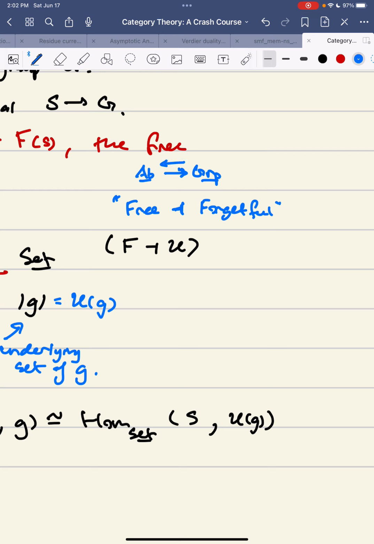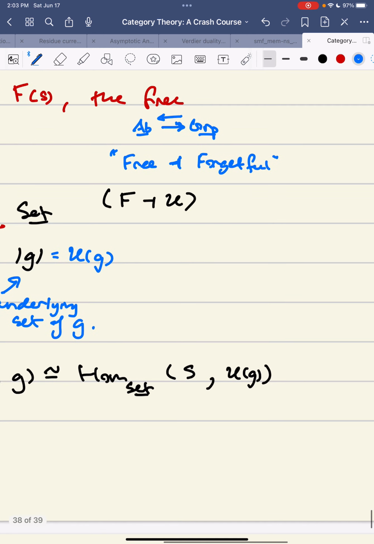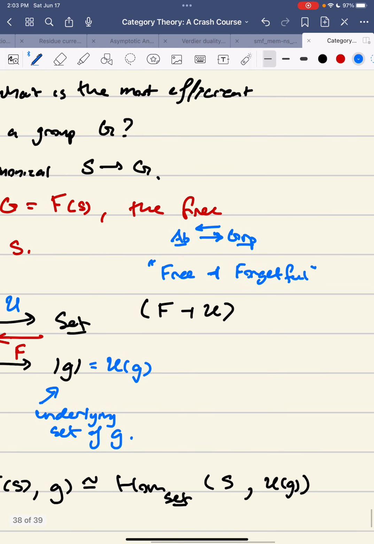You could take a ring, say any kind of commutative ring. You could forget the fact that it's a ring and say it just has an abelian group underlying structure. So the question is, what's the most efficient way of turning an abelian group into a ring? And you take a group ring. There are a lot of different pairs like this. So this ubiquitous kind of relationship is called a free forgetful adjunction.